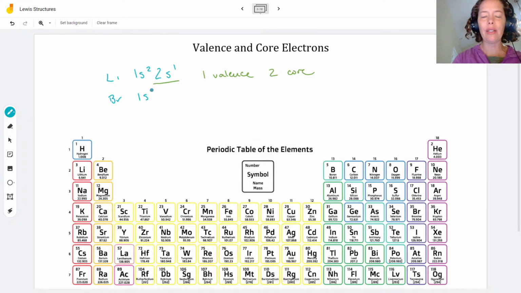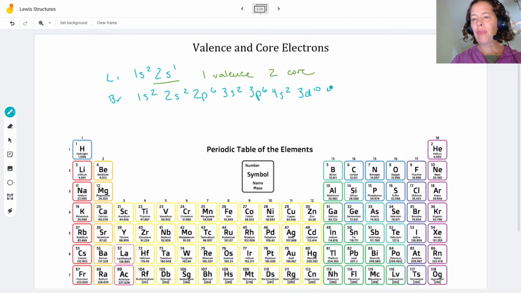So we have 1s2, 2s2, 2p6, 3s2, 3p6. We're going all the way to bromine, 4s2, 3d10, and then 4p5. And that gets us to bromine.